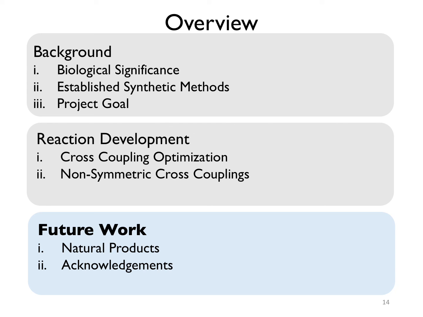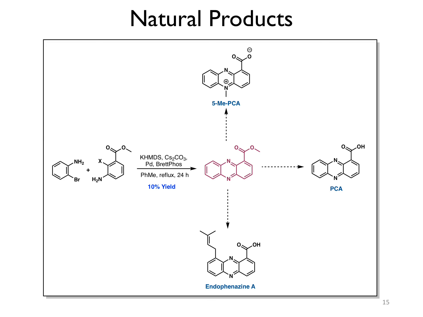So that's just a brief overview of all the work that went into the project. Now I want to discuss the future work. Overall, this project demonstrated that this is a promising route to phenazines. We were able to synthesize the center compound in 10% yield. And as this project was just getting off the ground floor, it's envisioned that this yield could be improved, and these could afford us access to several natural products, some of which have never been synthesized before, including Endophenazine A.